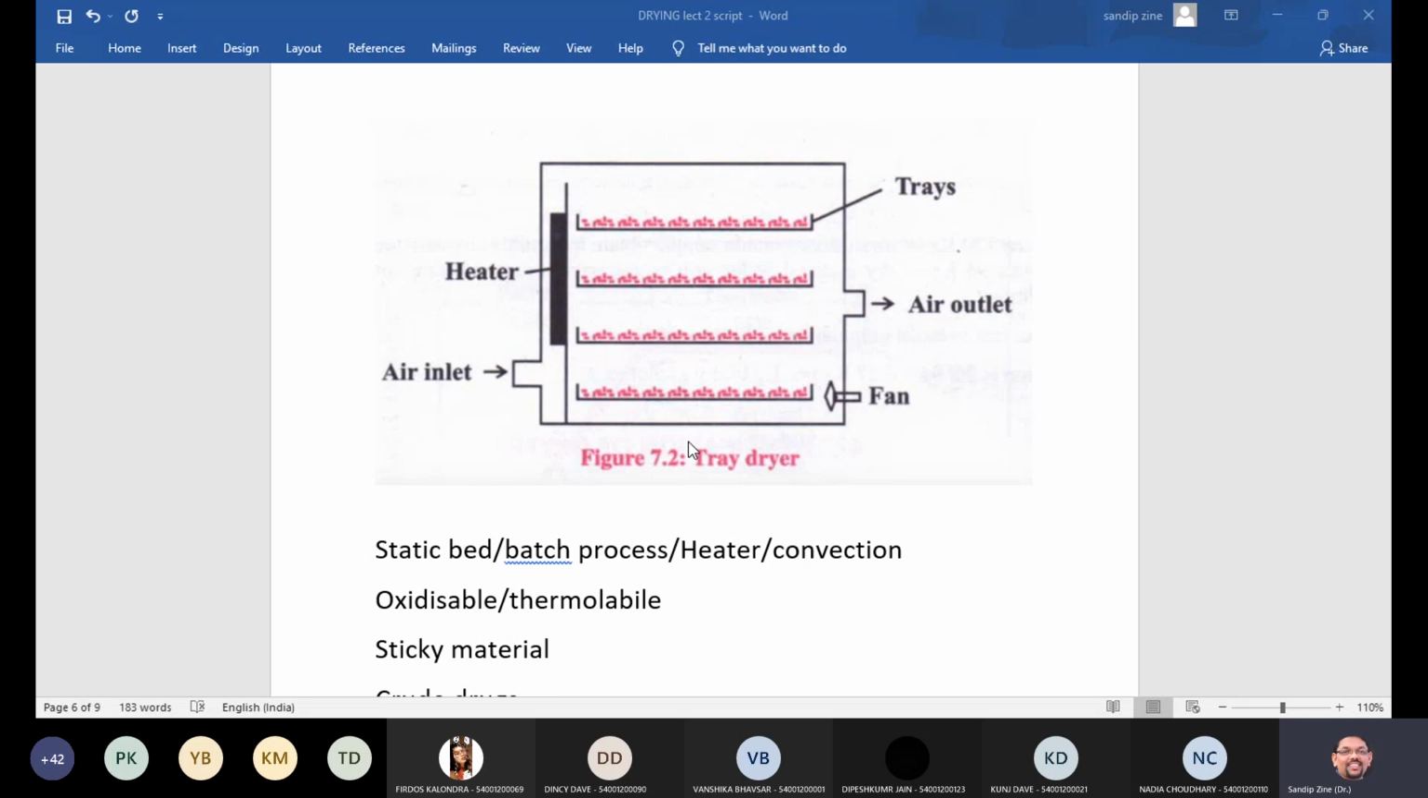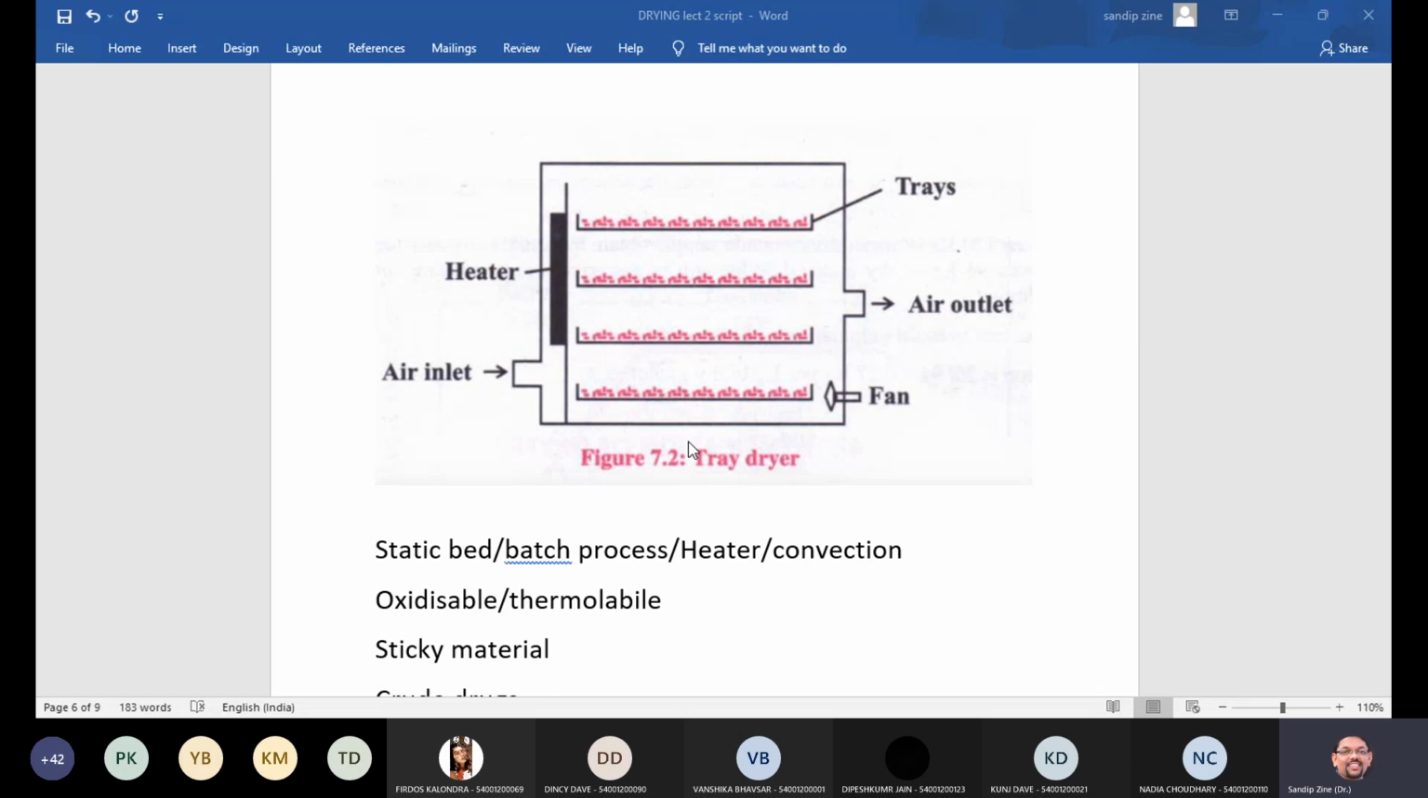Once you spread the material on the trays in the chamber, air is introduced through the inlet, and through the heater the air is heated up, and that hot air is circulated. Whatever heat gets produced here because of the heater, the role of the fan is to circulate that hot air over all these trays. Once the hot air gets sprayed, whatever moisture is associated with this wet material gets removed, and that is the role of the fan.